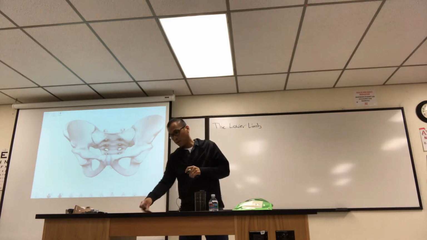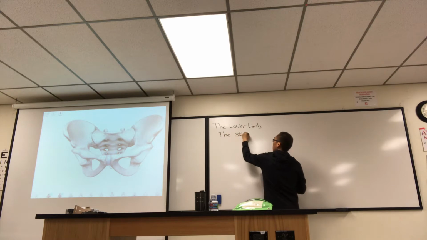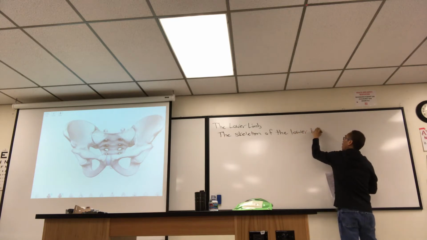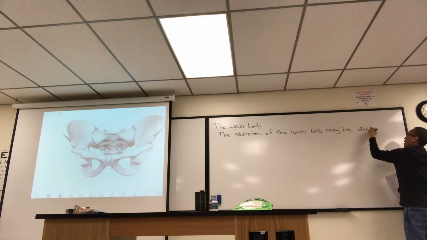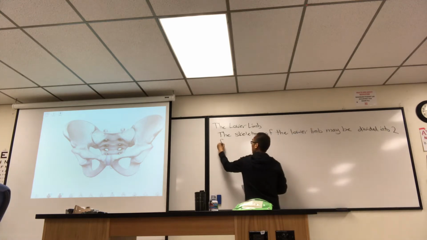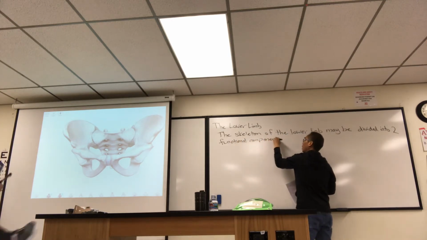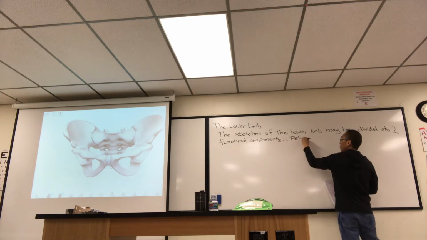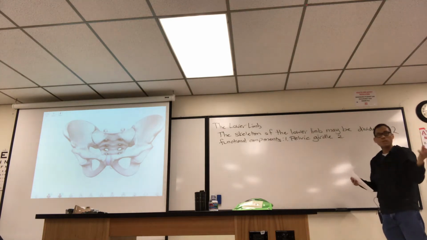So that's just the pelvis, but the lower limb, you can divide it into two functional components. The skeleton of the lower limb may be divided into two functional components. Number one, what's called the pelvic girdle, shown on right there. And two, basically bones of the free lower limb, your thigh and your leg.